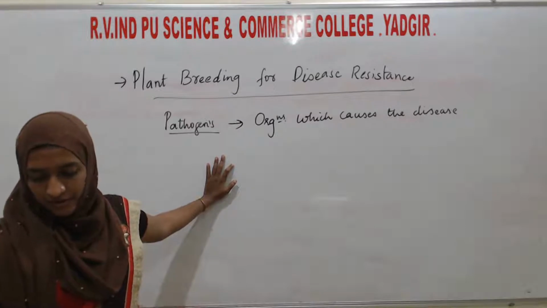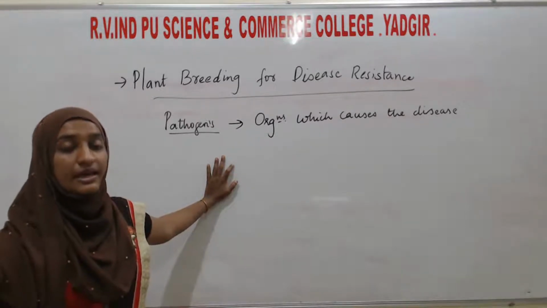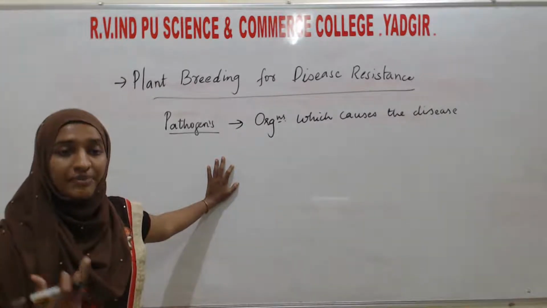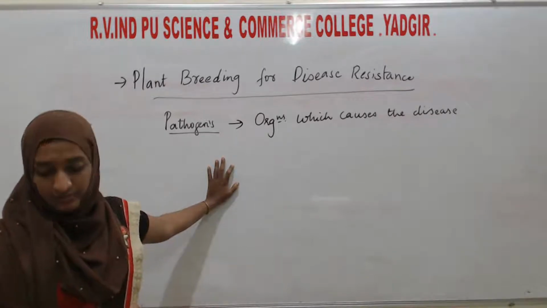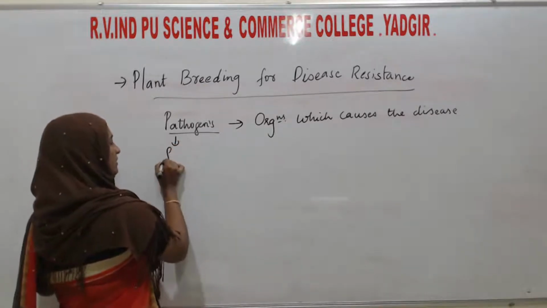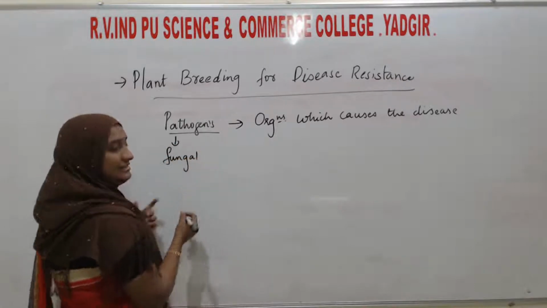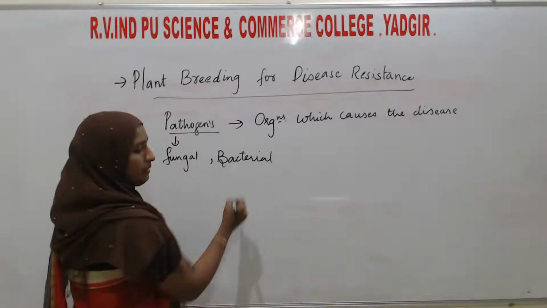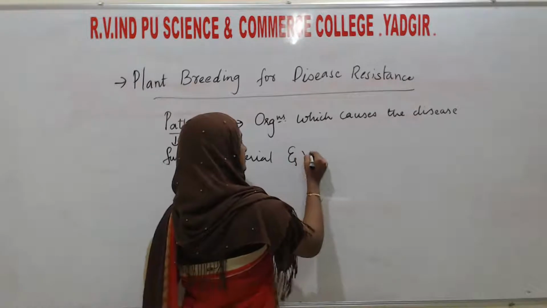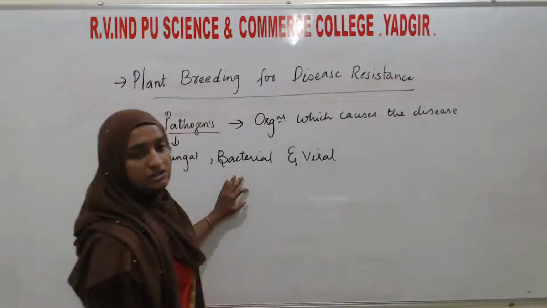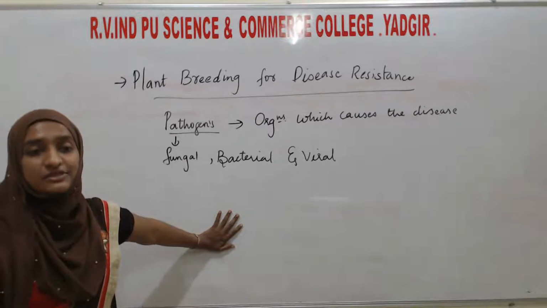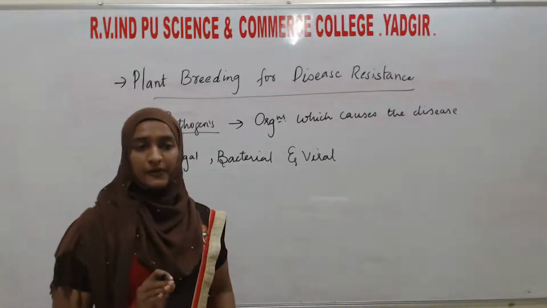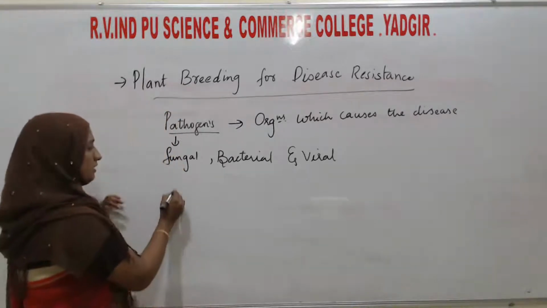There is a wide range of pathogens in the environment which mainly cause diseases to the plants. What are those particular pathogens? That is the fungi or fungal diseases, the bacterial diseases, which are caused by the bacteria, and one more, that is the viral diseases. According to the pathogens, these are some of the diseases which can be seen in the crops.